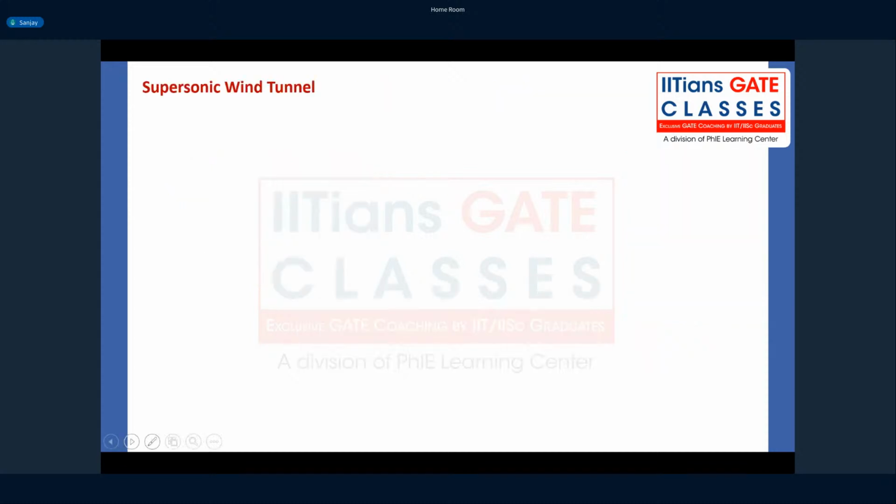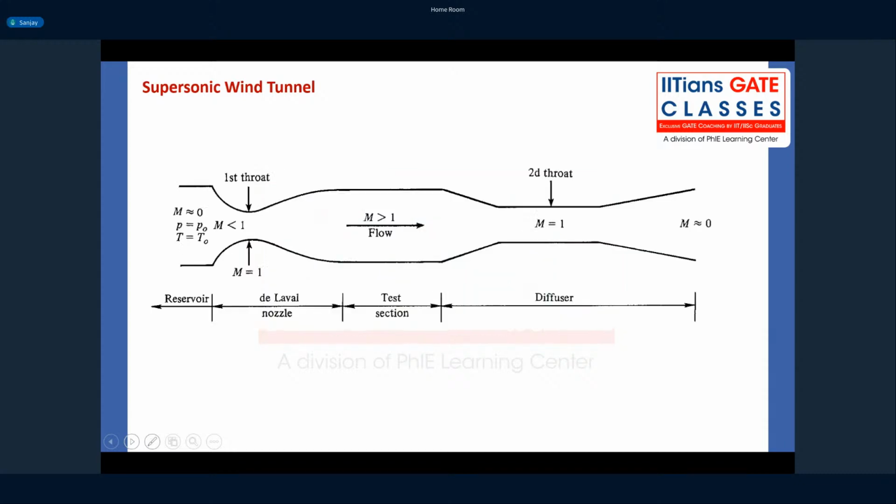For example, supersonic wind tunnel. So have you guys seen a supersonic wind tunnel? Anyone? You would have seen in your colleges if you have. Yeah. So how does it look like? Is it different from a subsonic wind tunnel, a low speed wind tunnel? It is different, right? The construction wise itself, it is different. So how does it look like?